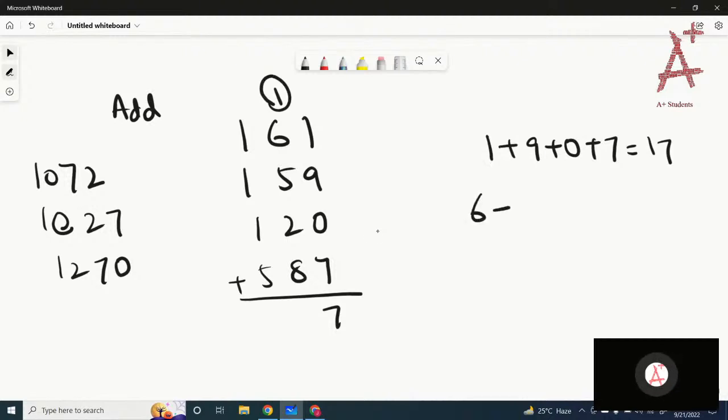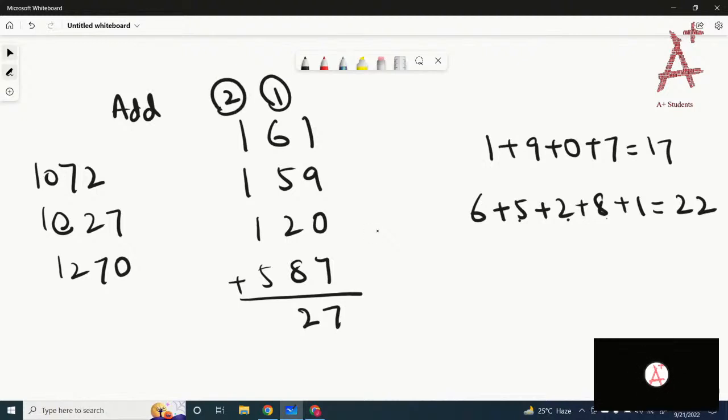So the tens digits are 6 plus 5 plus 2 plus 8, and we have to add the carry as well. So 6 plus 5 makes 11, 11 plus 2 makes 13, 13 plus 8 makes 21, and 21 plus 2 makes 23. So write the ones digit over here and carry the tens. Now you have to add the hundreds digits and the carry as well. So it is 5 plus 1, 6, and 1, 7, 8, and 2, 10. We don't have any other digits, so you have to write 10 as it is.